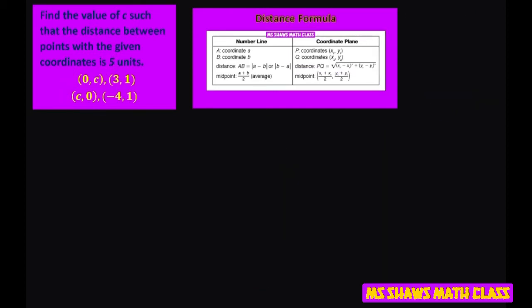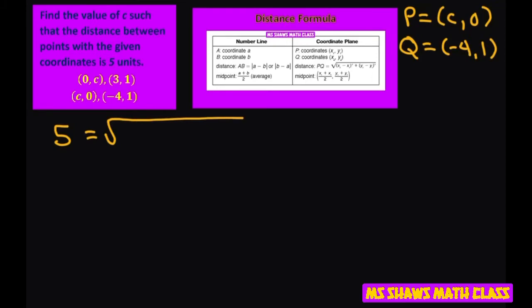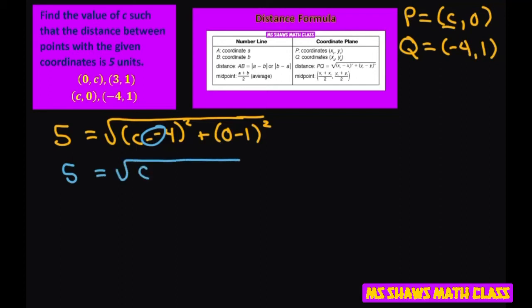So I'll let P equal (c, 0) and Q equal (negative 4, 1). And my distance is 5. So we're going to do this: c minus a negative 4 squared, plus 0 minus 1 squared. This is going to turn out to be positive. So you get the square root of (c plus 4) squared. Negative 1 squared is just 1.